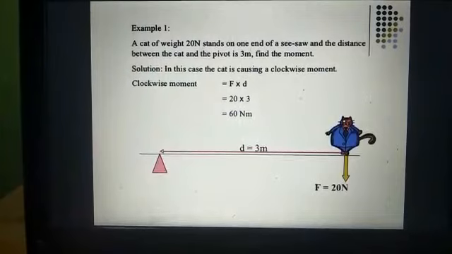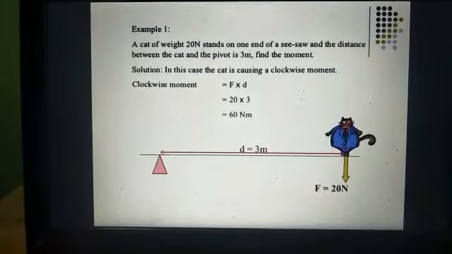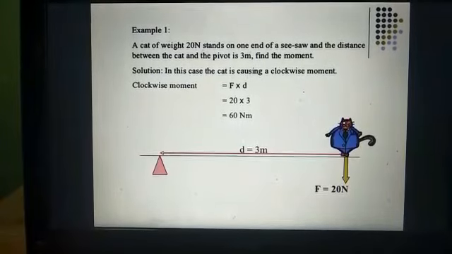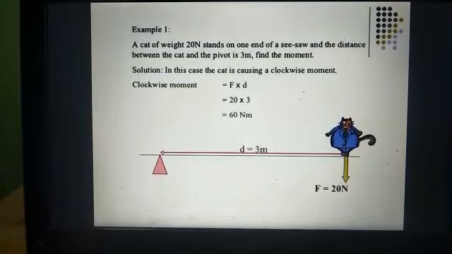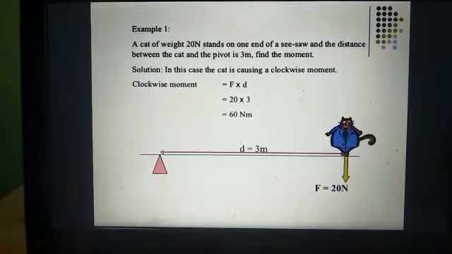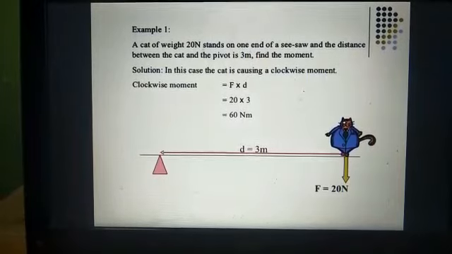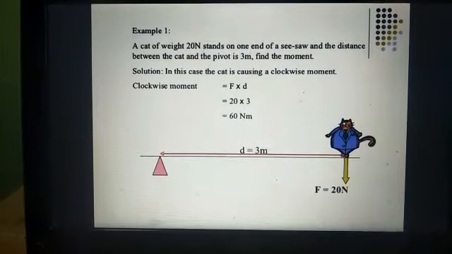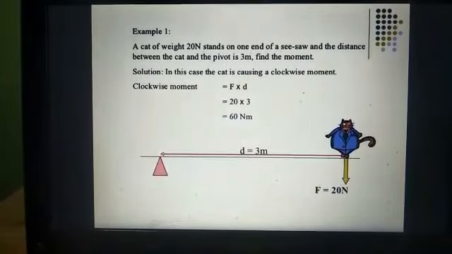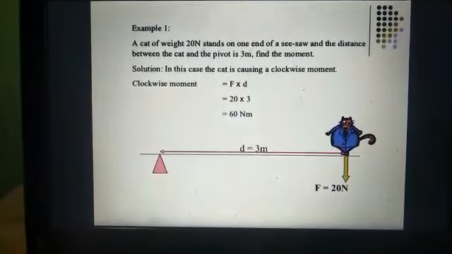In this numerical, first we find the direction of moment, that is clockwise or anti-clockwise. In this problem, the direction of moment is clockwise. So we can write clockwise moment is equal to F times D. Force and distance between pivot point and the weight of the cat, that is 20 times 3, equal to 60. This is the magnitude and Newton meter is the unit.